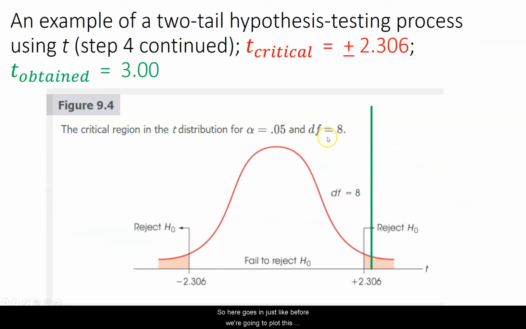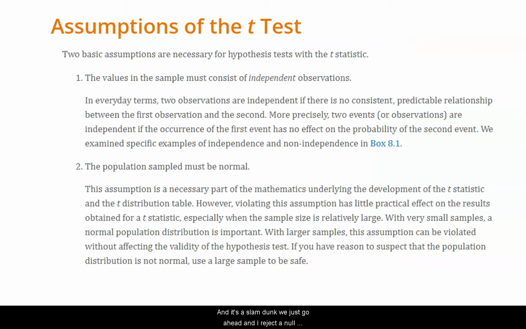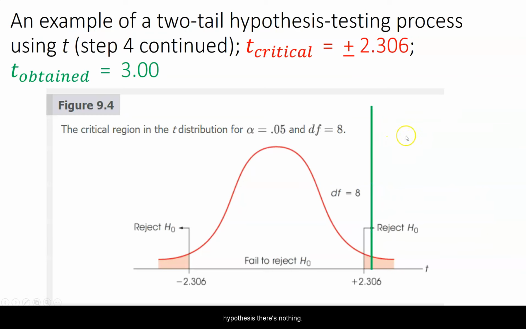So here goes. And just like before, we're going to plot this out. Here's step 4 continued. Here are my critical values. There's my obtained over here, which is 3. And sure enough, it falls out in that critical region, and it's a slam dunk. We just go ahead and reject the null hypothesis. There's no thinking. This is a no-brainer. So the process is the same. It's just that the math is a little bit different, and the t criticals are just a little extra effort to find from a different table.